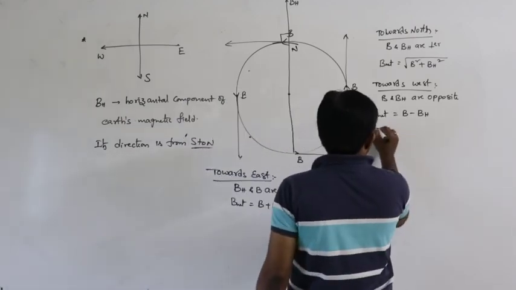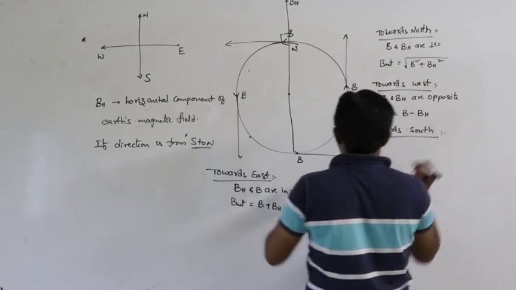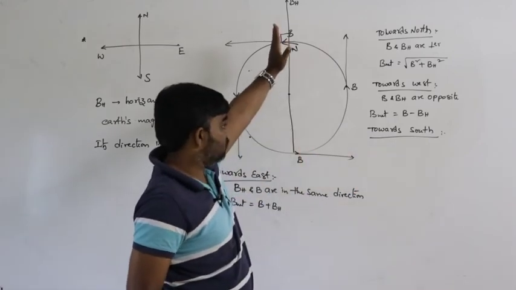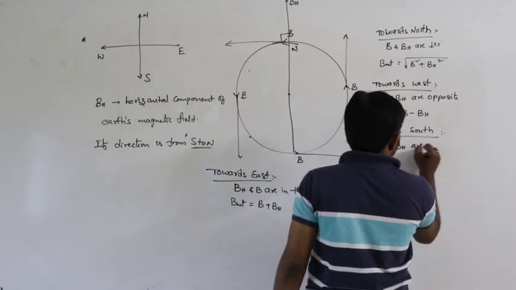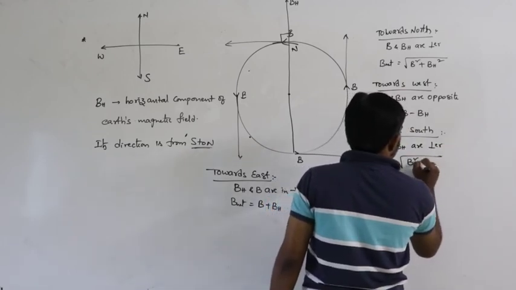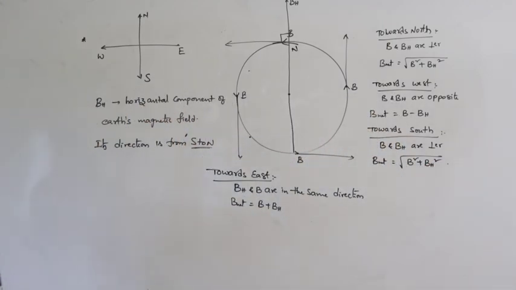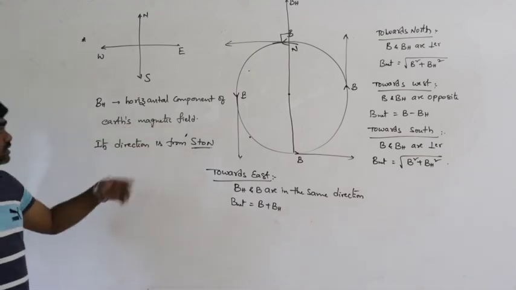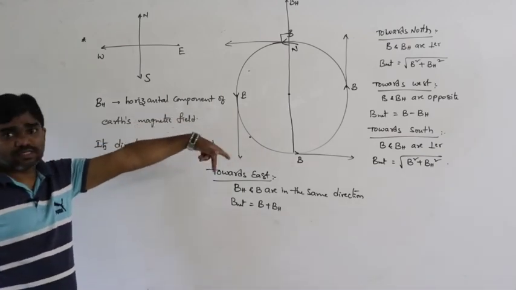Next, towards south, at this position, this is the direction of B and this is the direction of BH. Both are perpendicular again. Therefore B net is equal to the square root of B squared plus BH squared. So this is the way. If the horizontal component of Earth's magnetic field is also taken into consideration, these are the net magnetic fields in different situations: towards east, towards west, towards north, towards south.